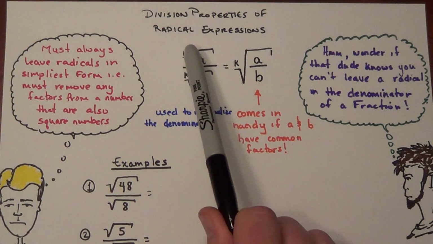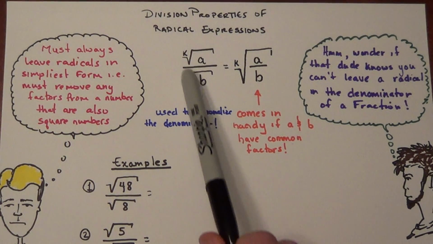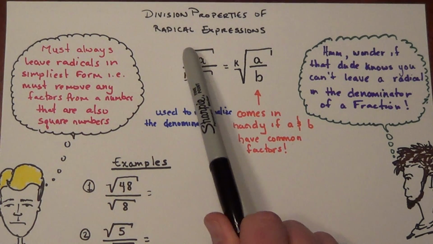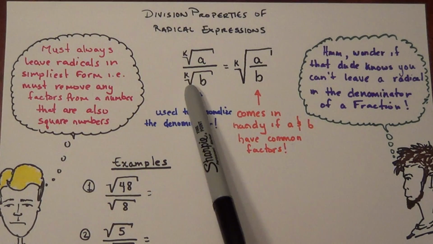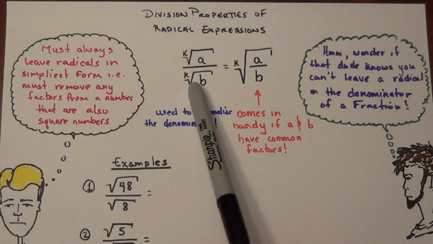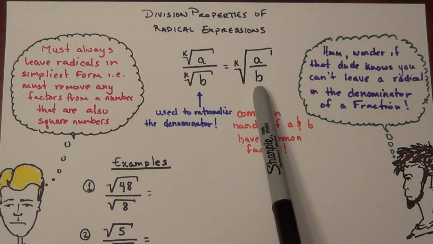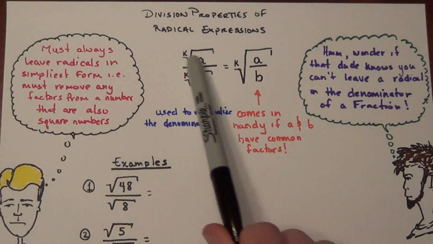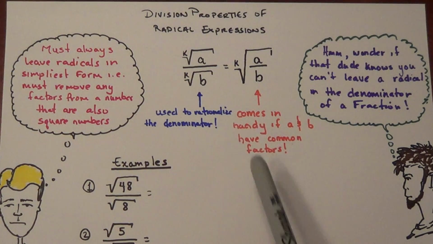For instance, if this is a square root, then this also has to be a square root. If this is a cube root, then this also has to be a cube root. If this is the fourth root, this also has to be the fourth root. Okay, you cannot have something where it has a fourth root up top and a fifth root at the bottom and then apply this particular property. You would have to do some other manipulations to apply this property.